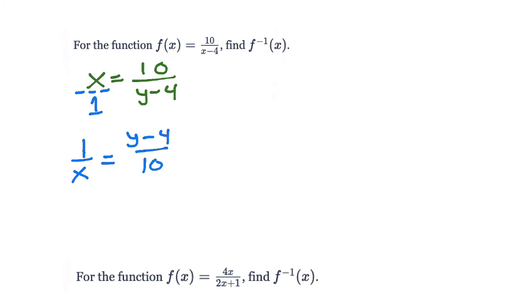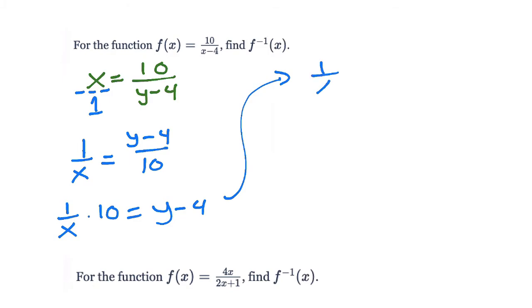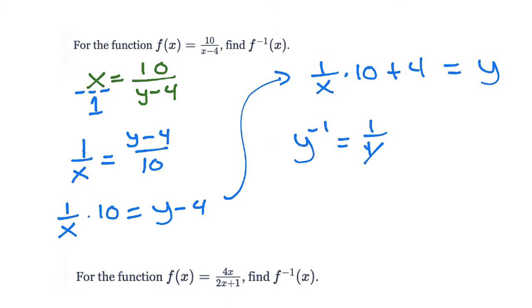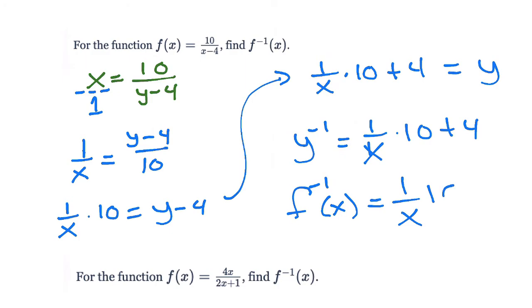Then I'm going to multiply by 10. So I have 1 over x times 10 is equal to y minus 4. I'm going to add 4. So I have 1 over x times 10 plus 4 is equal to y. Well, that is now the inverse: 1 over x times 10 plus 4. Or we can use the inverse notation, which is probably what Delta Math would want you to do. I wouldn't care necessarily if it was a test, but that would be my answer.